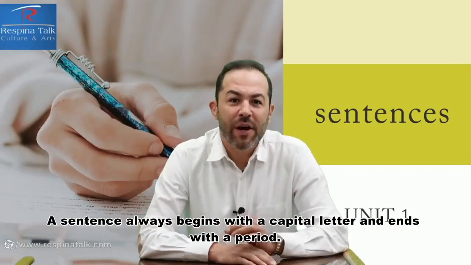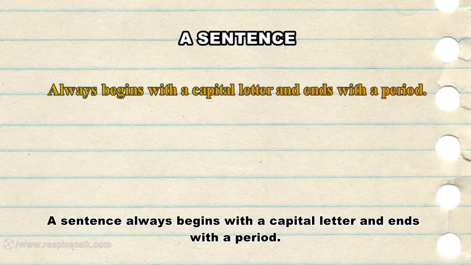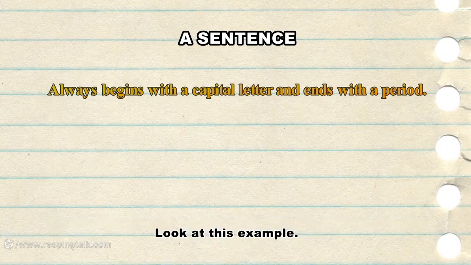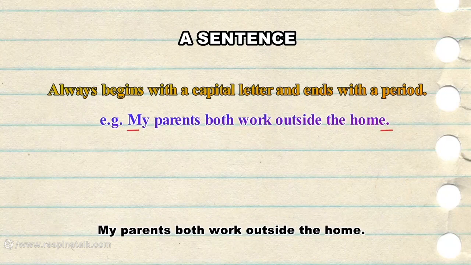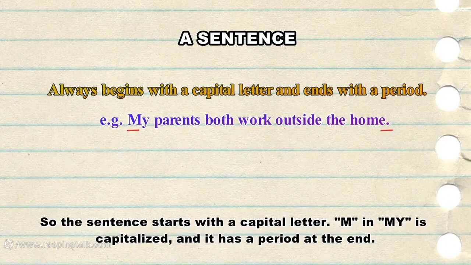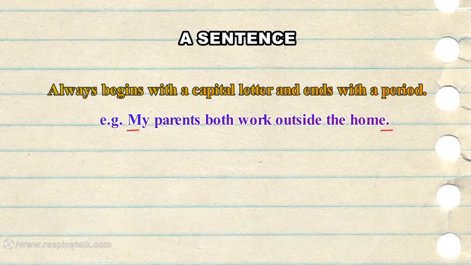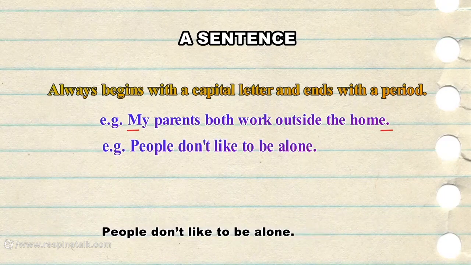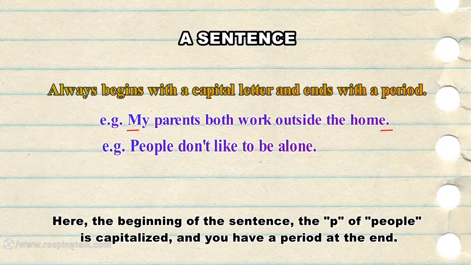A sentence always begins with a capital letter and ends with a period. Look at this example. My parents both work outside the home. So the sentence starts with a capital letter. M in my is capitalized, and it has a period at the end. Look at this other example. People don't like to be alone. Here, the beginning of the sentence, the P of people, is capitalized, and you have a period at the end.